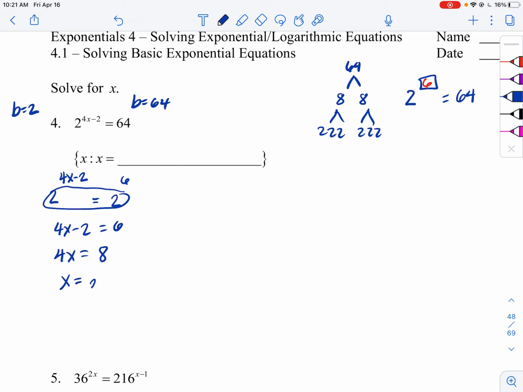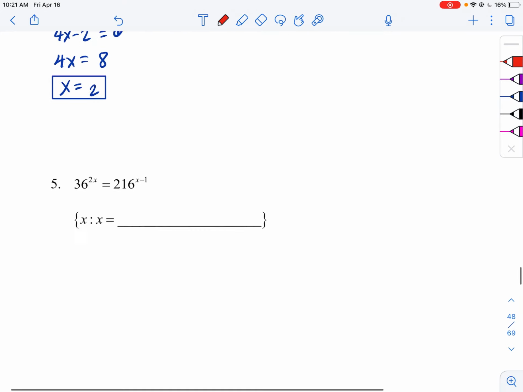Divide by 4 on both sides, and we will get x is equal to 2. So just like that, you know that the answer is a positive 2. Okay? Moving on. Number 5.